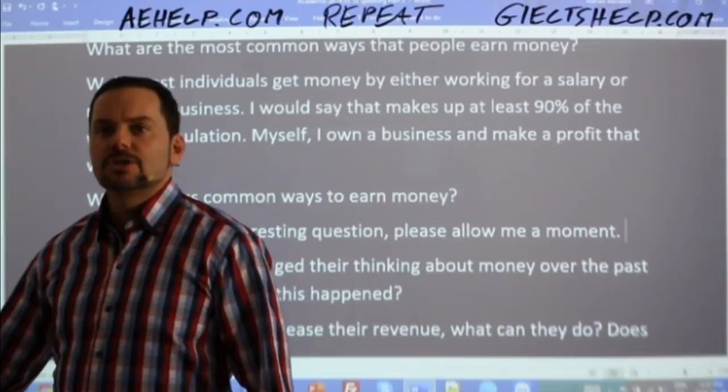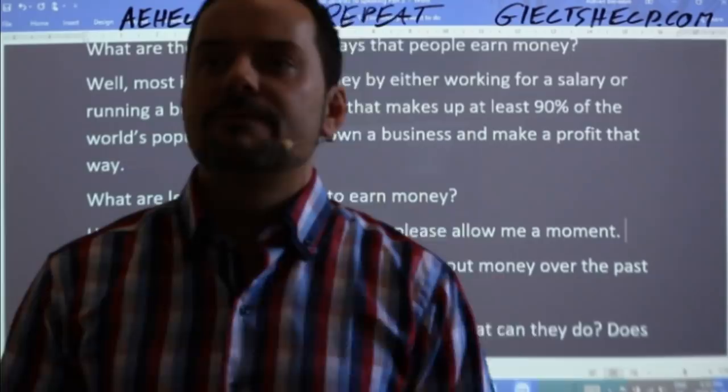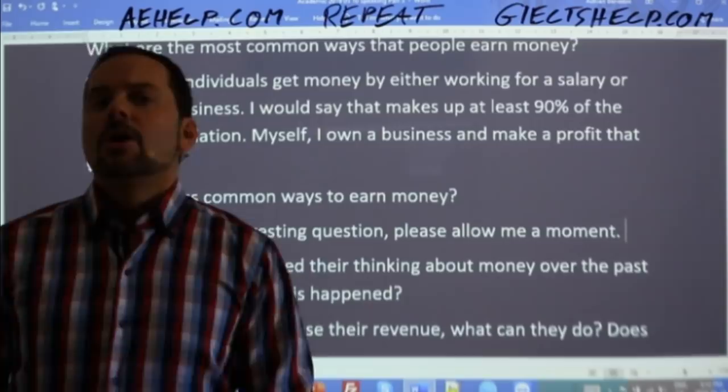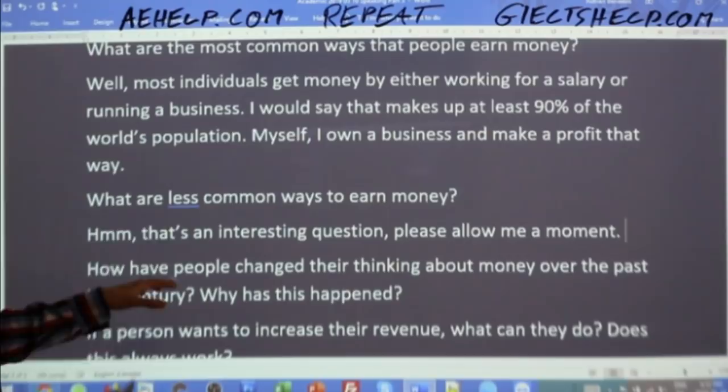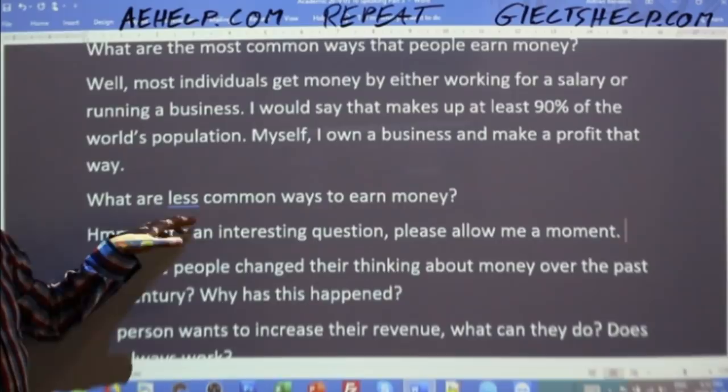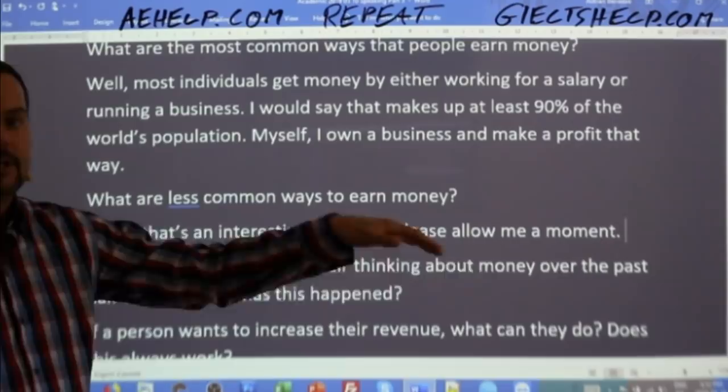Gulzoda says, well, a lot of people earn money by working or doing their own business. Myself, I work at school and the government pays me. It's the way I make a profit. Gulzoda, that's good for the previous question, right? Make sure to really focus on the controlling ideas. Here it's less common ways. If you answer a common way to make money here, it's incoherent and your band score will drop. So careful about that. Okay.